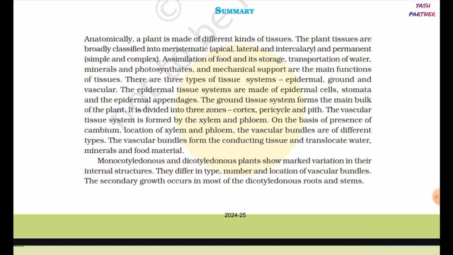It is divided into three zones: cortex, pericycle and pith. The vascular tissue system is formed by the xylem and phloem. On the basis of presence of cambium and location of xylem and phloem, the vascular bundles are of different types. The vascular bundles form the conducting tissue and translocate water, minerals and food material. Monocotyledonous and dicotyledonous plants show marked variation in their internal structures. They differ in type, number and location of vascular bundles. The secondary growth occurs in most of the dicotyledonous roots and stems.